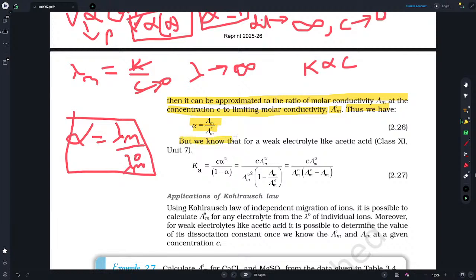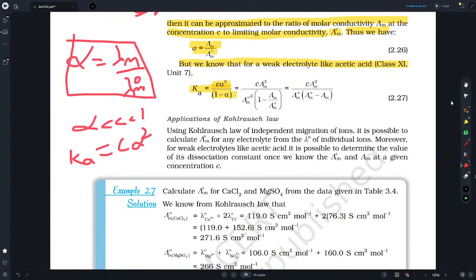But we know that for a weak electrolyte like acetic acid, Ka equals C alpha square by 1 minus alpha. If you remember, when alpha is extremely smaller than 1, alpha in the denominator is neglected and Ka will become equal to C alpha square. And here, this is the alpha value, and here they substituted the alpha value, and we can write it like this.